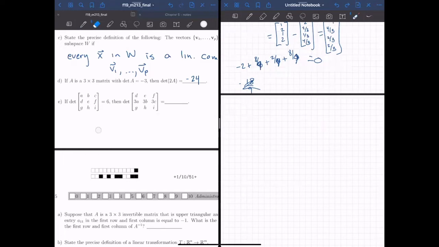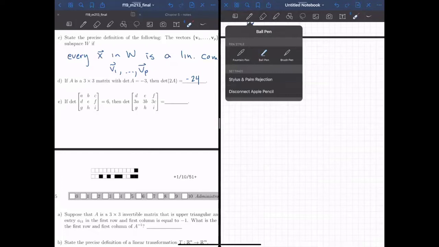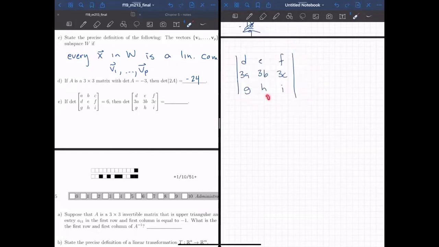Okay. The next question is kind of similar. They're giving you a determinant. They're saying the determinant of this matrix is 6. And then they're doing some row operations, and messing up the determinant a little bit. So what I would do with a question like this is start off with the matrix you have: D, E, F, 3A, 3B, 3C, and G, H, I. And I'm going to try to do row operations to convert this into this determinant here, which I know the determinant of.